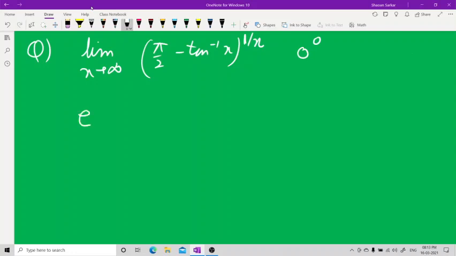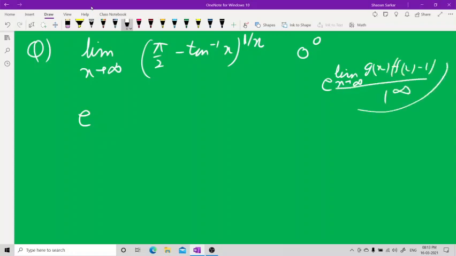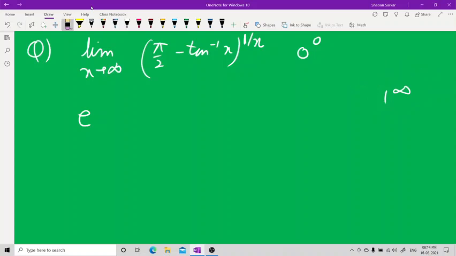So what you do is e to the power of limit x tends to infinity. Don't use the g(x) and f(x) minus 1 formula here. It is only valid for 1 to the power of infinity. Don't use it here, it is valid only there. So rub it. Not needed. I just told you this.